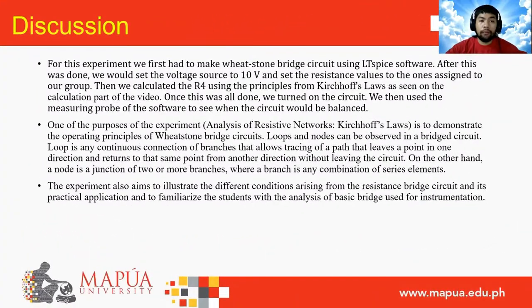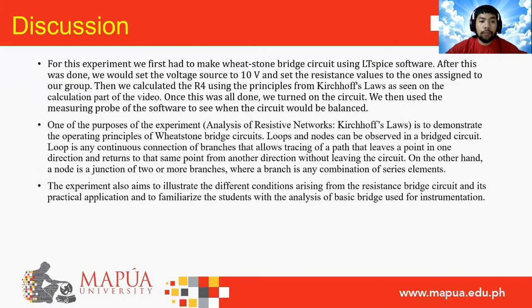For this experiment, we first had to make a Wheatstone bridge circuit using LTspice software. After this was done, we would set the voltage source to 10 volts and set the resistance values to the ones assigned to our group. Then we calculated the R4 using the principles from Kirchhoff's laws, as seen in the calculation part of the video. Once this was all done, we turned on the circuit. We then used the measuring probe of the software to see when the circuit would be balanced.